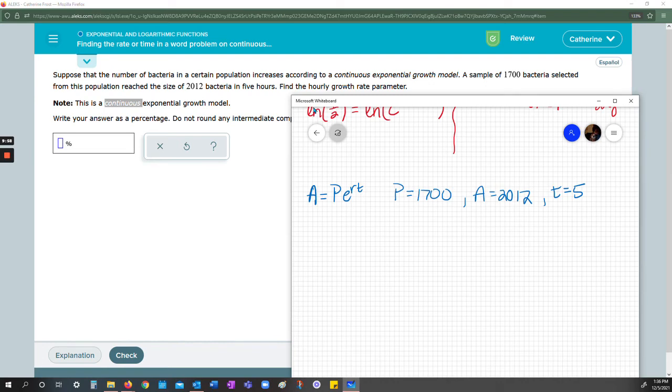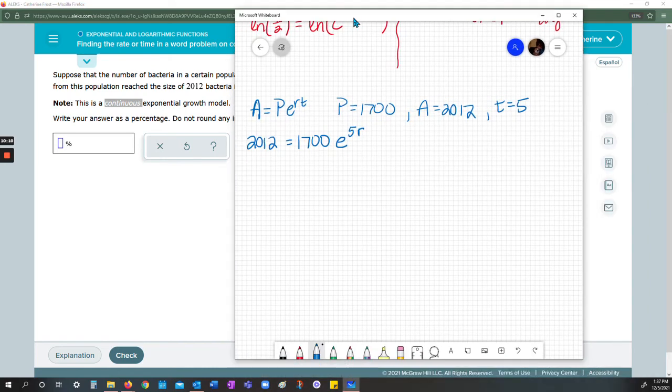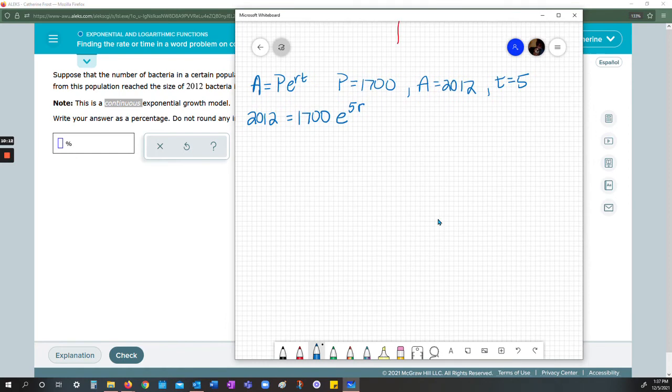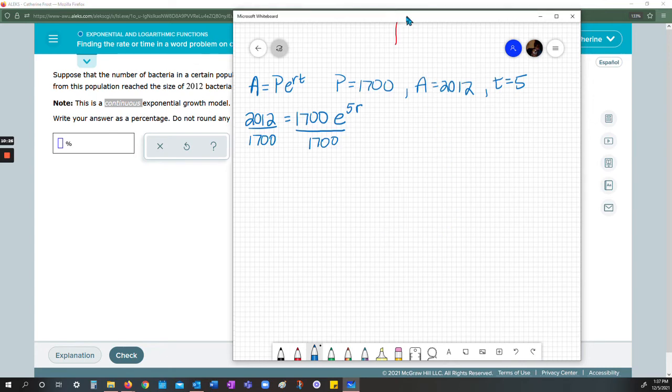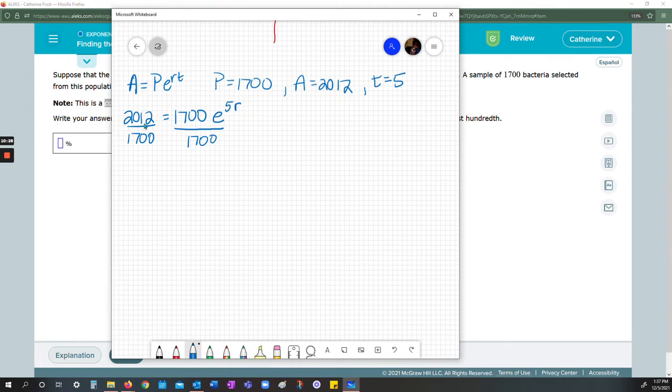So let's put all that in. 2012 is equal to 1700 e to the r times 5. I'm going to just write 5r. First thing we want to do is get rid of the 1700, so let's divide by 1700. We're not supposed to round any intermediate computations, so we don't want to do too much with that fraction.